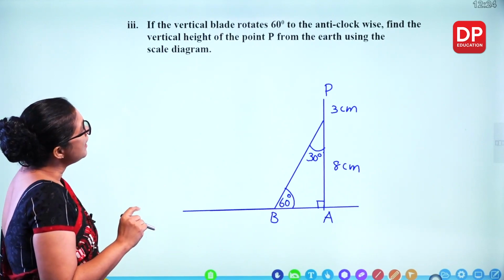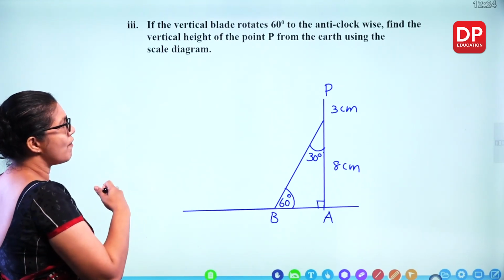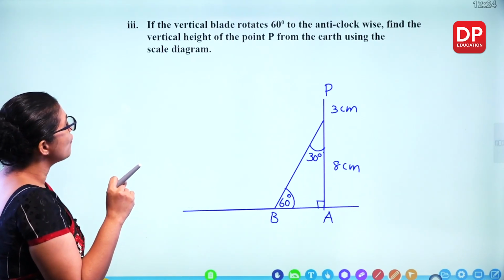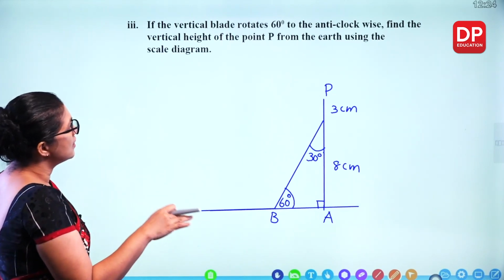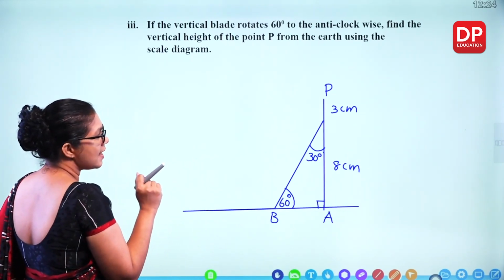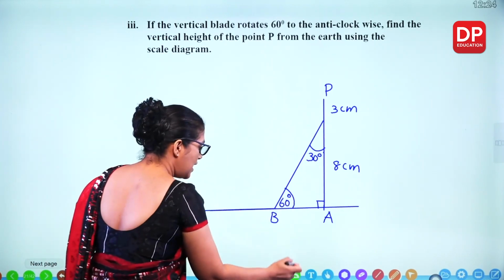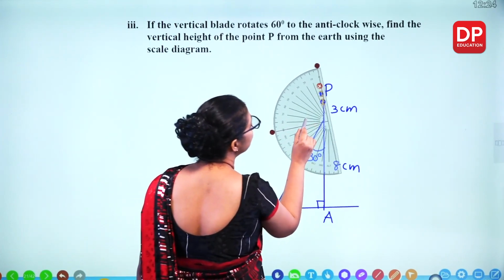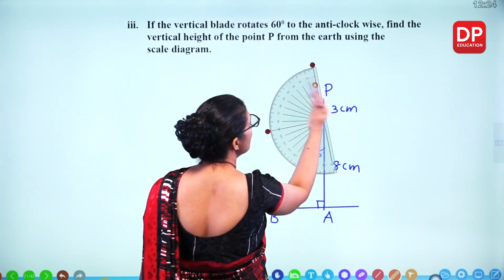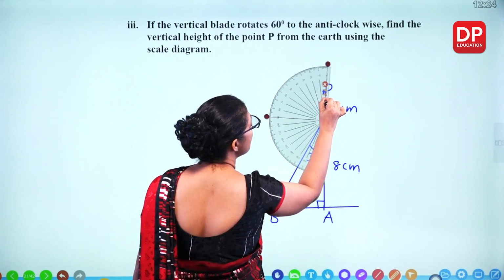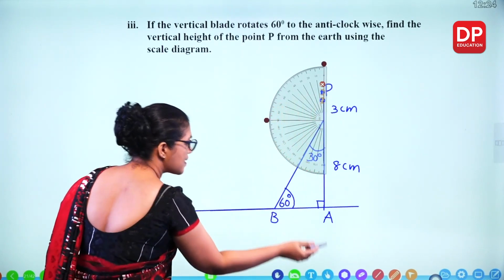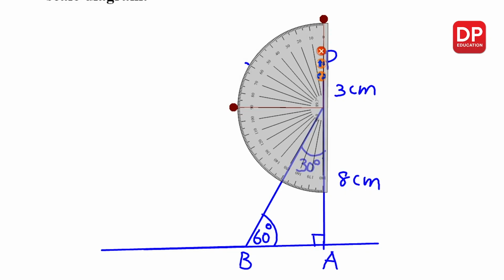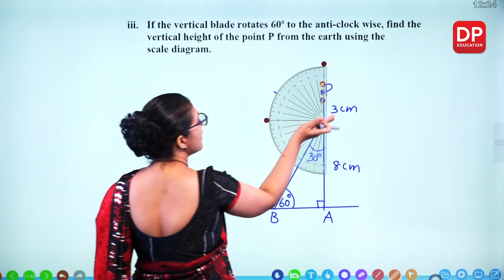If the vertical blade rotates 60 degrees to the anti-clockwise, so that means not clockwise direction, anti-clockwise, find the vertical height of the point P from the earth using the scale diagram. So, this is the scale diagram we drew. So, we need the protractor. So, now we will see 60 degree angle from here, anti-clockwise direction. So, from this 60 means here. So, that's the angle now.